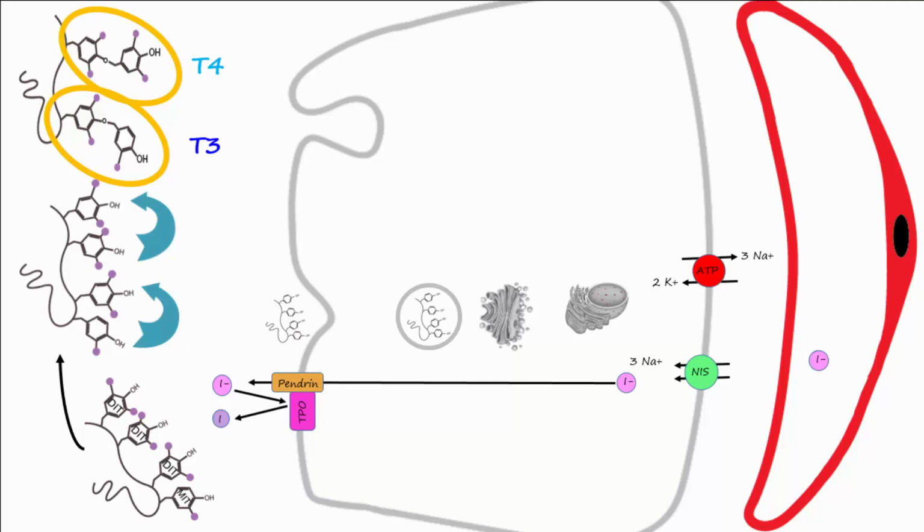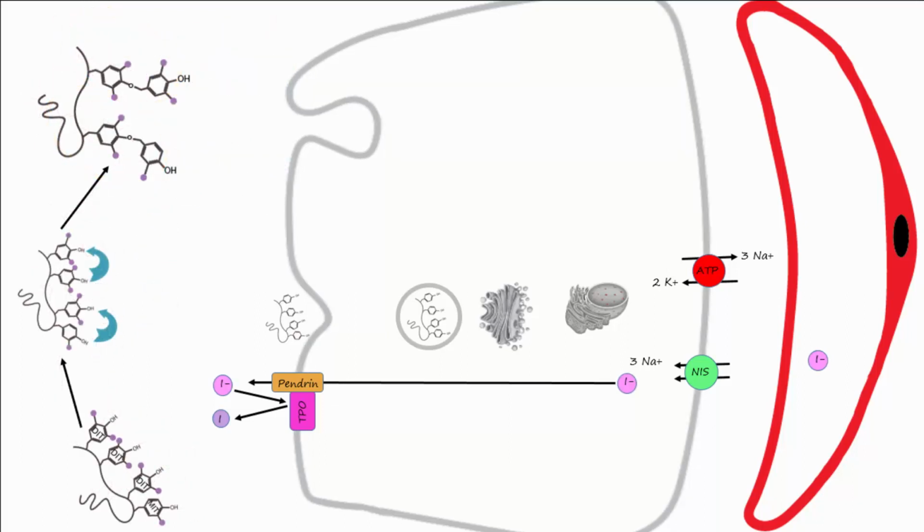T4 is called tetraiodothyronine because it has 4 iodines. T4 is the inactive version of thyroid hormone. About 90% of the thyroid hormone inside the thyroid follicles is in the form of T4. The remaining 10% of thyroid hormone is in the form of T3. T3 is the active form of the hormone and has 3 iodines, so it's called triiodothyronine.